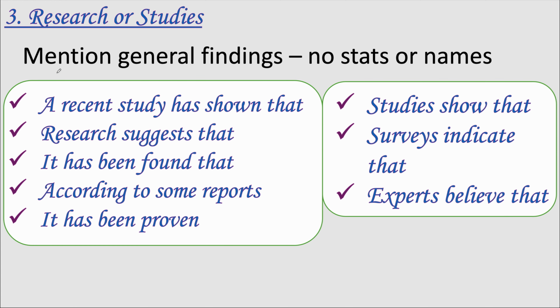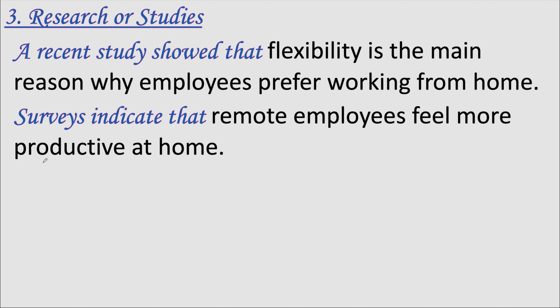The third way is that you can refer to studies, research, or surveys, even if you don't remember the source. Just say something like, a recent study has shown, and keep it simple. No names or statistics, just the point. These kind of examples sound more academic. Here are some examples of what we can write if we are writing in favor of work from home. A recent study showed that flexibility is the main reason why employees prefer working from home.